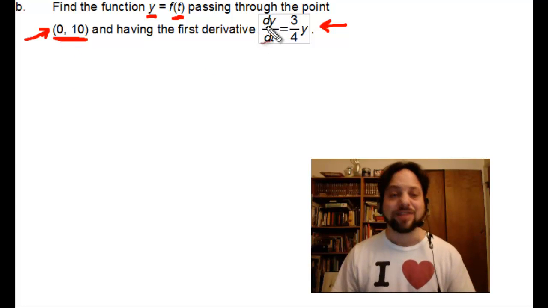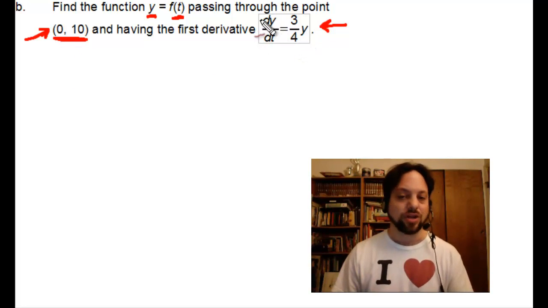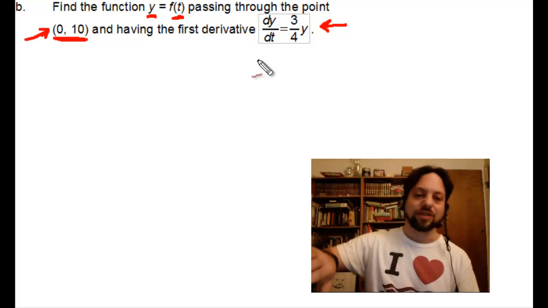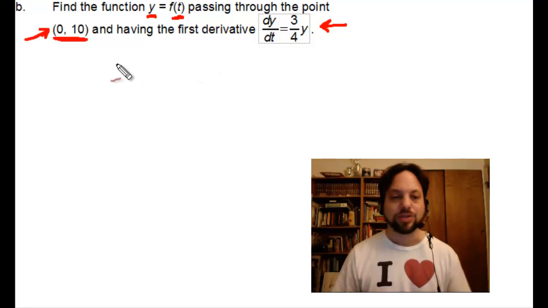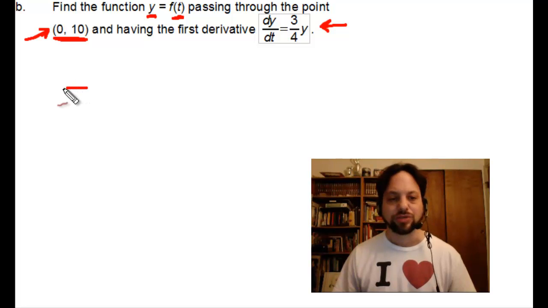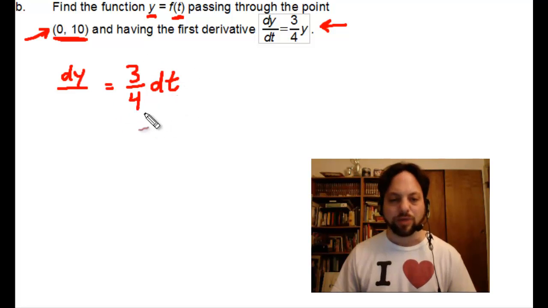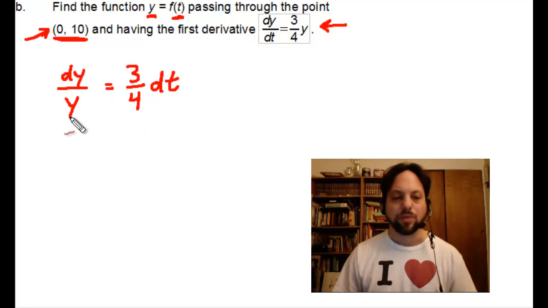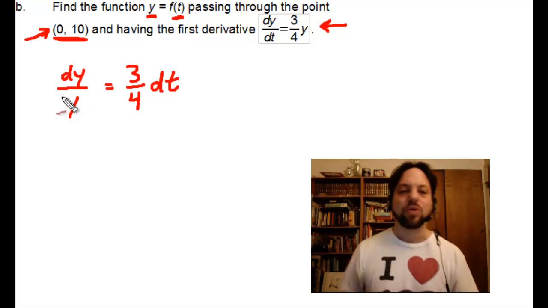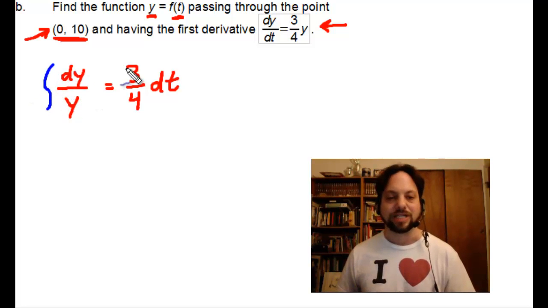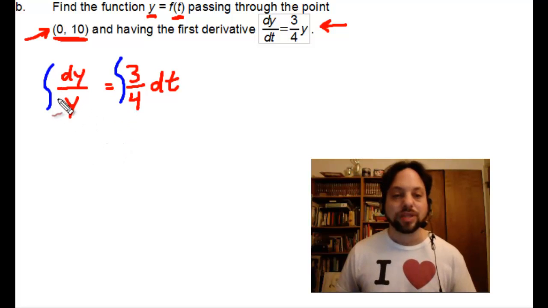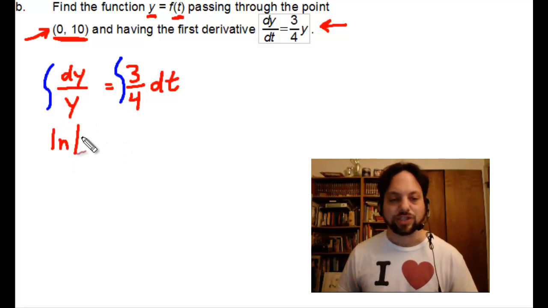Well, I had noticed that I have a dy and a y, and I should work to get those on the same side. And then I should work to get everything else on the other side. So how can we do this here? It's actually not going to be too difficult. I'm simply going to multiply both sides by dt and divide both sides by y. And so when I multiply both sides by dt, my right will look like this. When I divide both sides by y, my left will look like this. And now I'm good to go ahead and integrate, much like I did in example A. So doing this, of course, on the left, we've already been refreshed on the fact that that's the natural log of the absolute value of y.